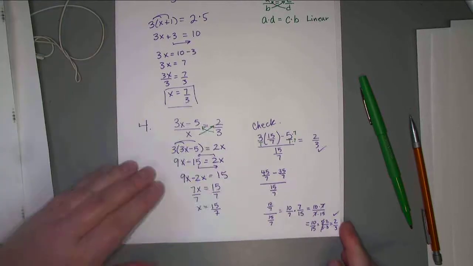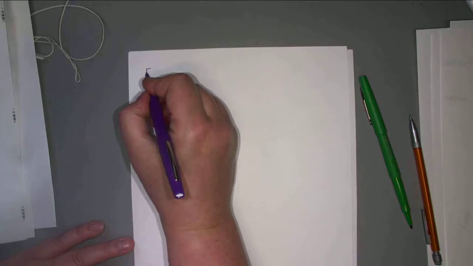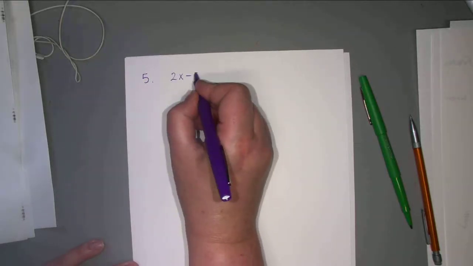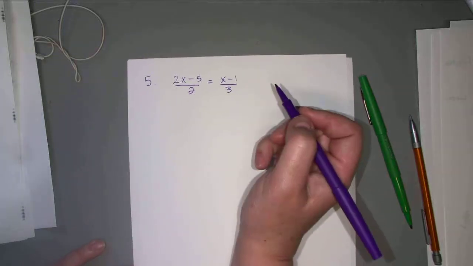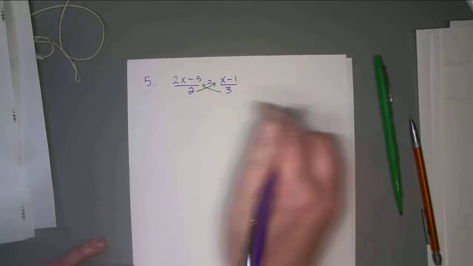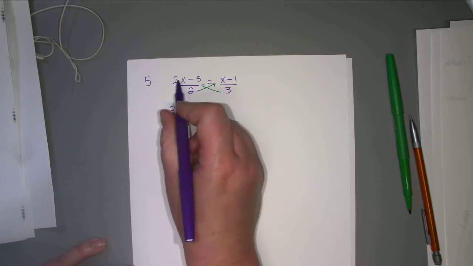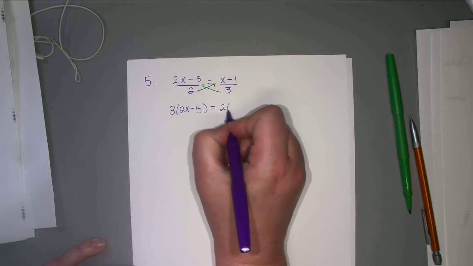Okay, so another example, still the same type, but I'm just going to put the x's in different places. So that was number 4. So number 5, 2x minus 5 over 2 is equal to x minus 1 over 3. Okay, so again, cross multiply, multiply the 2 on top and the 3 on top. Make sure you put those terms in brackets. So that 2x minus 5, we want to multiply by 3 by the whole thing. And 2, we want to multiply by x minus 1.